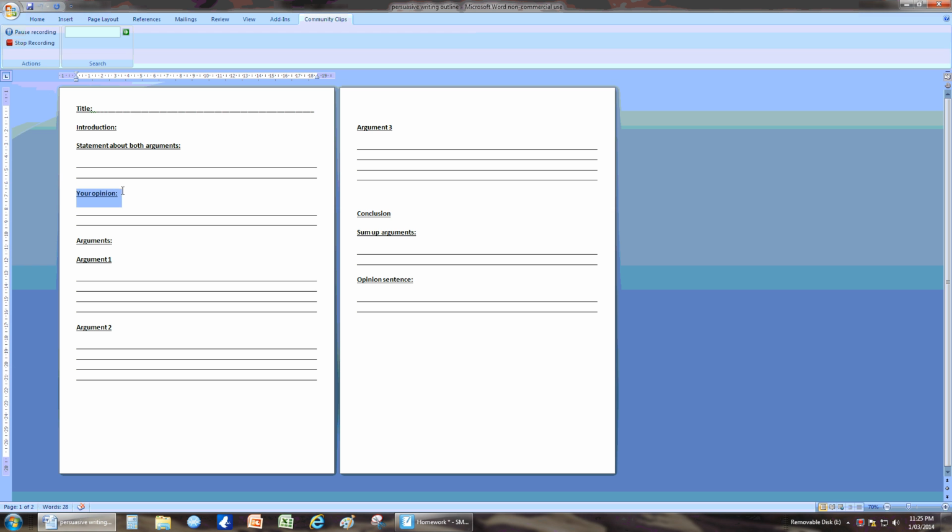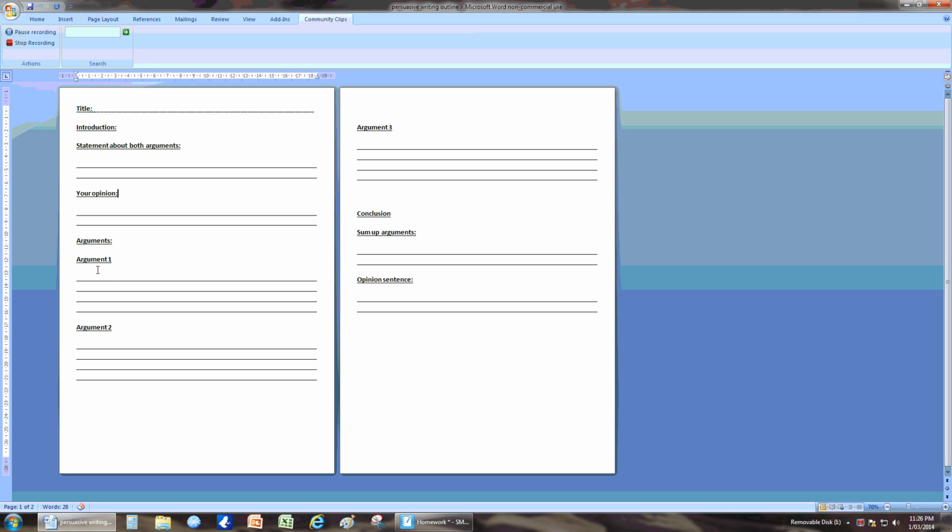Then you get to your opinion. That's where you write something like, I believe dogs are better pets for the following reasons. Remember, you don't put your reasons here. Here are your reasons, your 3 arguments. That's where they go, not up here. You just say, I believe that dogs or cats are better for the following arguments.